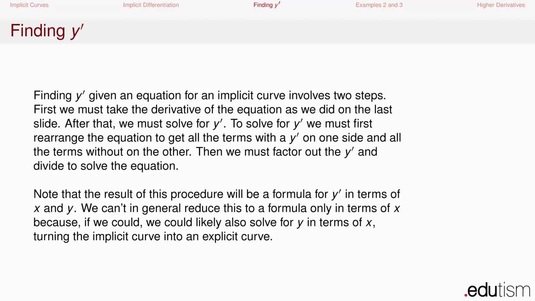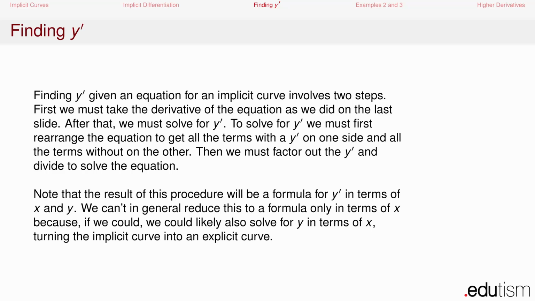Finding the derivative using an implicit curve, finding y prime, involves two different steps. The first step is to actually take the derivative of the equation, and that's what we did on the last slide. We took an equation which involved both x and y, and we differentiated it. We took the derivative of both sides. After we've done that, we still must solve for y prime.